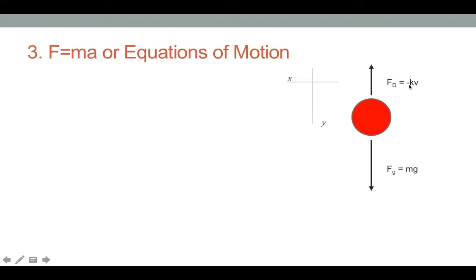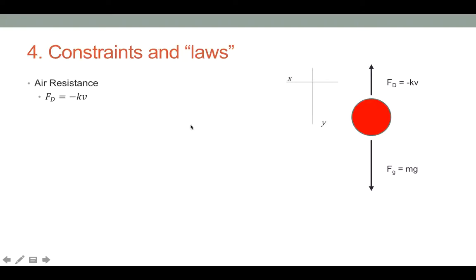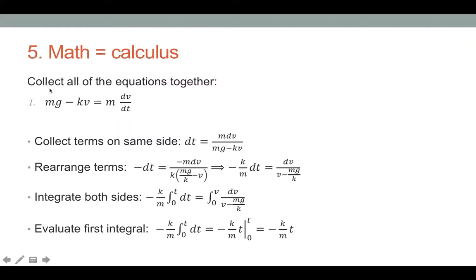Now we need to apply the equations of motion, and to the ball in the x direction there are no forces. In the y direction we have gravity, which is in the positive direction, minus the air resistance equals mass times acceleration. And again, acceleration will be the derivative of the velocity. Air resistance is the only force we need to specify here, and again, that's just minus kV following Stokes' law. So we collect that together, and we have mg minus kV equals m times the derivative of the velocity.